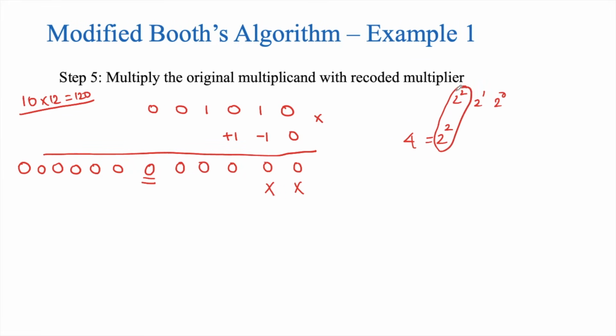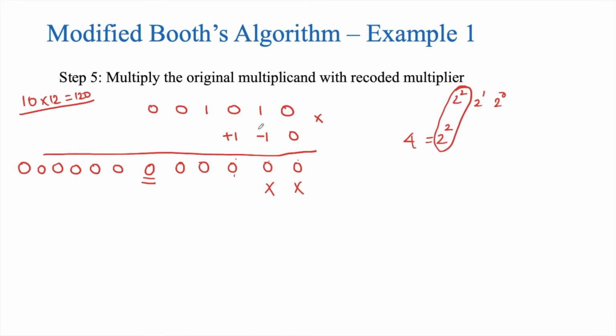These two are equal. So when we start counting from this location, it is 2 power 0, 2 power 1, 2 power 2. Therefore, when we want to multiply this particular value with our multiplicand, we have to start in this location of 2 power 2 only. Okay, so we'll start doing that.